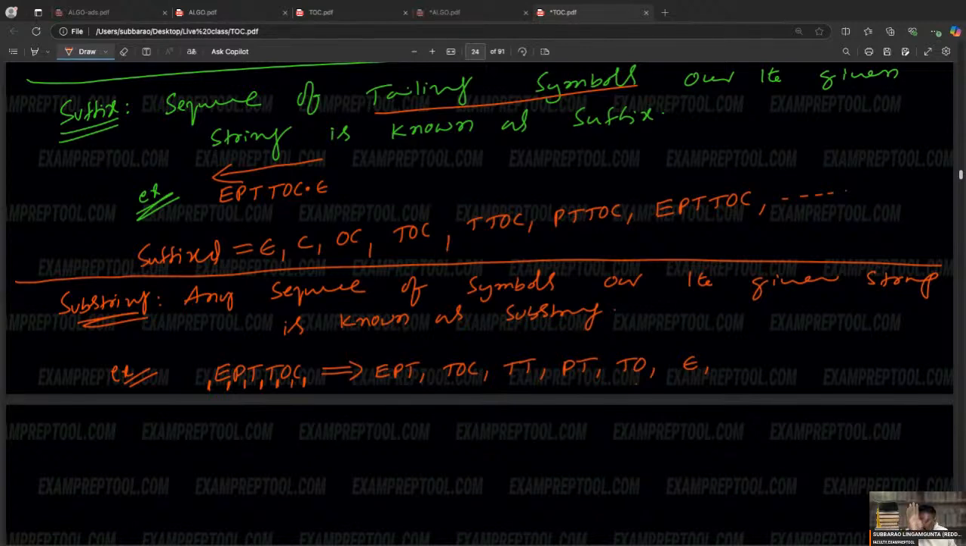If you always start from the starting only, that is called a prefix. There also it is a sequence, but you have to take from the start. When you say suffix, there also it is a sequence, but the ending part should always be there in your string. But in the case of a substring, the sequence can start anywhere and end anywhere.